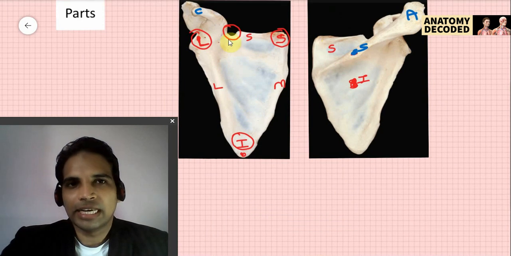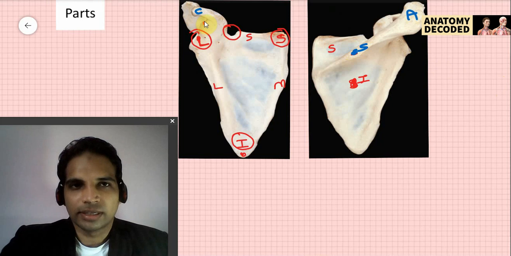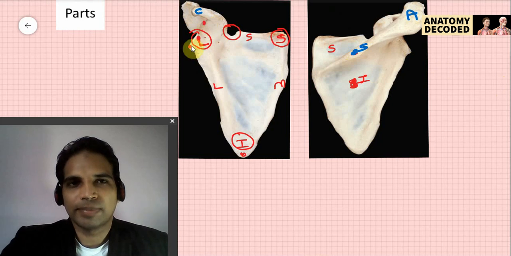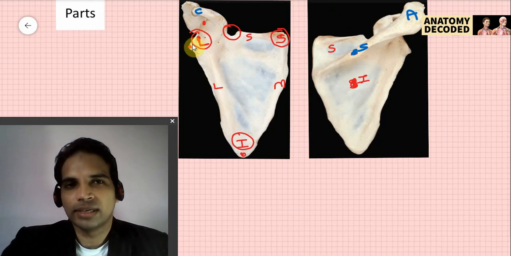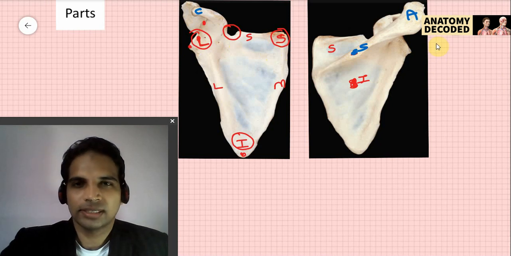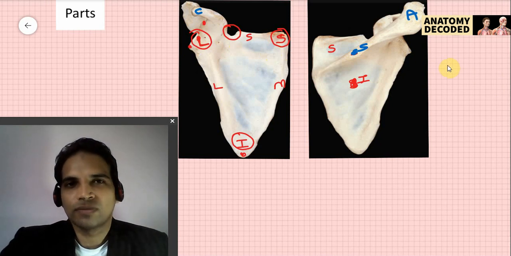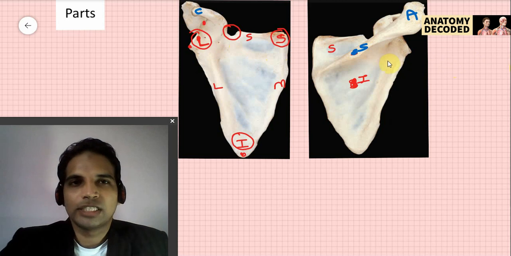Then the glenoid cavity of the scapula has elevations on the upper aspect as well as the lower aspect. On the upper aspect, the elevation is referred to as the supraglenoid tubercle, and on the lower aspect, the elevation is referred to as the infraglenoid tubercle. So these are some projections on the glenoid cavity, the supraglenoid tubercle and the infraglenoid tubercle. So these are the various parts of the scapula. Let's move on to the attachments of the scapula.